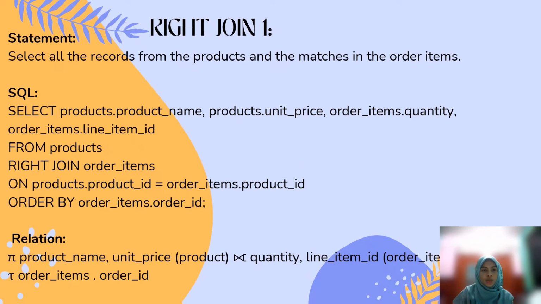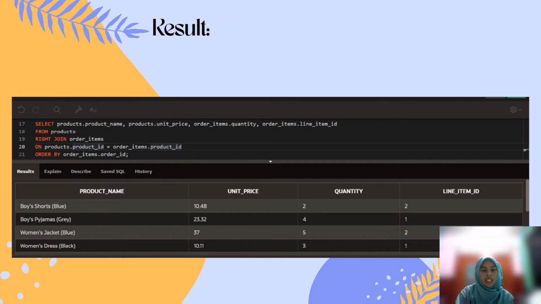For right join 1, the statement is to select all the records from the product that match in the product item. For the SQL, select product name, unit price from the product, and quantity, line item ID from the orders. This is a right join from product and order items, ordered by order item order ID. For the result, it shows as above.